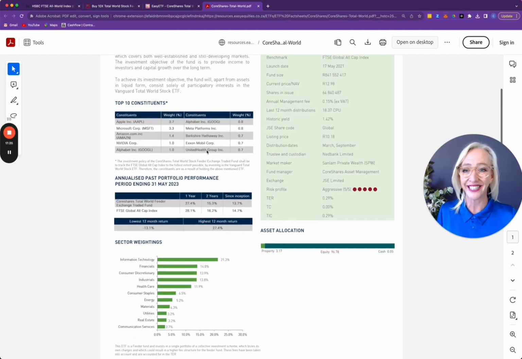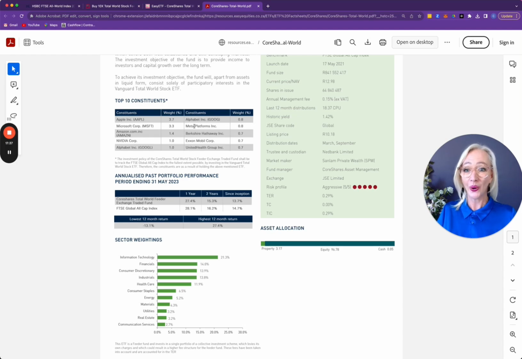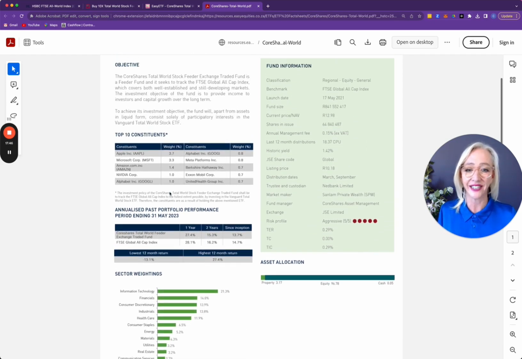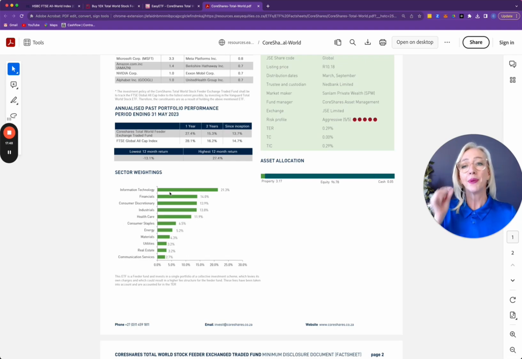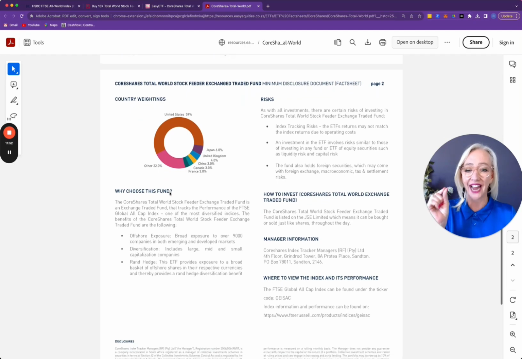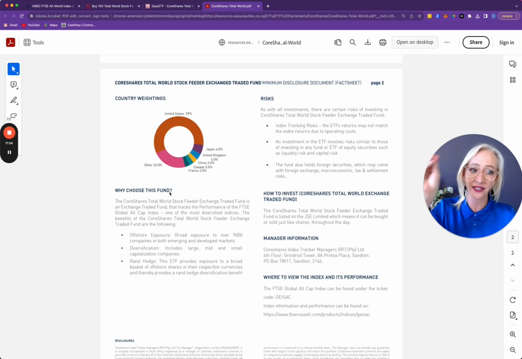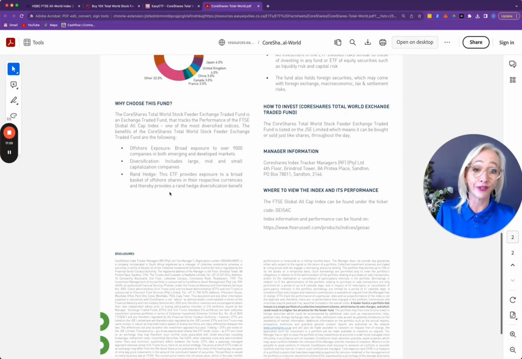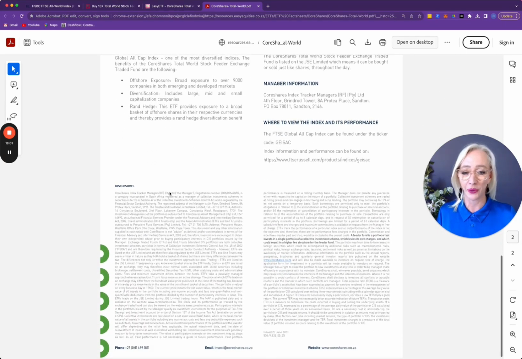And lo and behold, look, the same companies, Apple, Microsoft, Amazon, Nvidia, and you'll see, again, that spread between the different sectors across the world. Why? Because it's investing in the same index. And this is so important to understand. We choose the index and the portfolio, and then you choose the lowest cost fund. You go and try and find the fund and see where it fits into your portfolio.